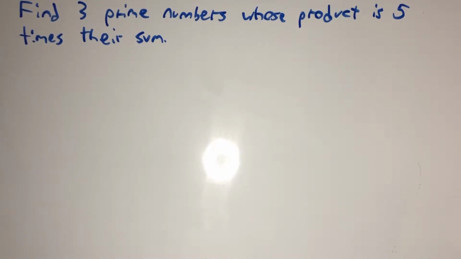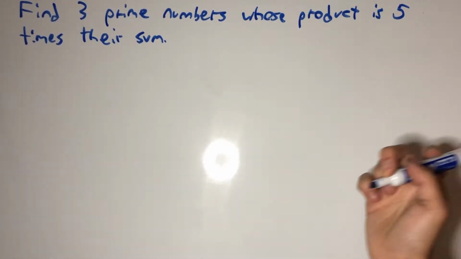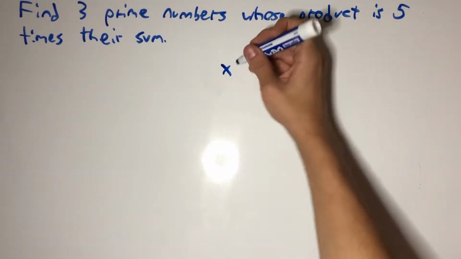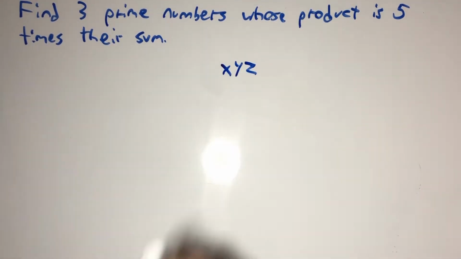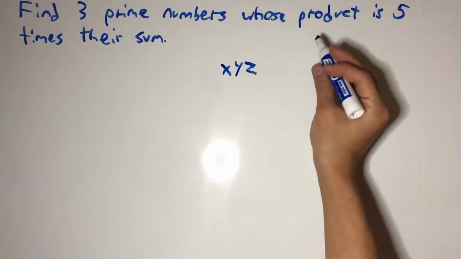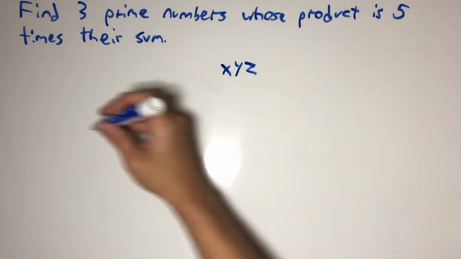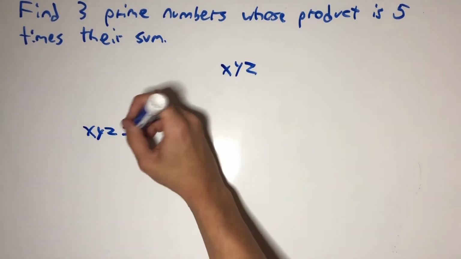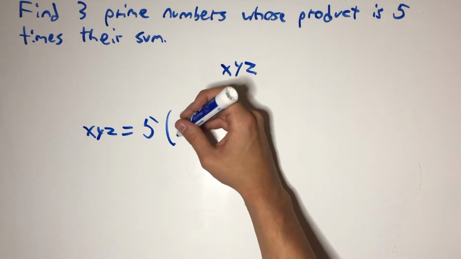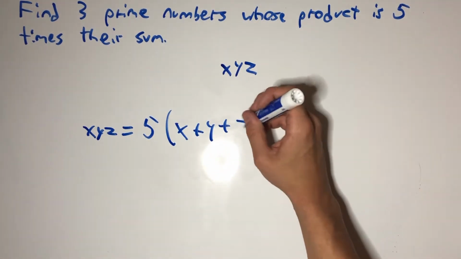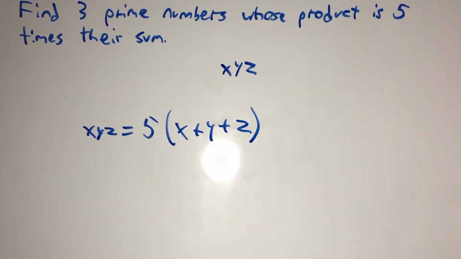Today we're going to be solving the problem: find three prime numbers whose product is 5 times their sum. Now, to start this, let's give the numbers some names. Let's just say x, y, and z. So, we know that their product, x y z, is going to be 5 times their sum, x plus y plus z. And we also know that the numbers are prime.